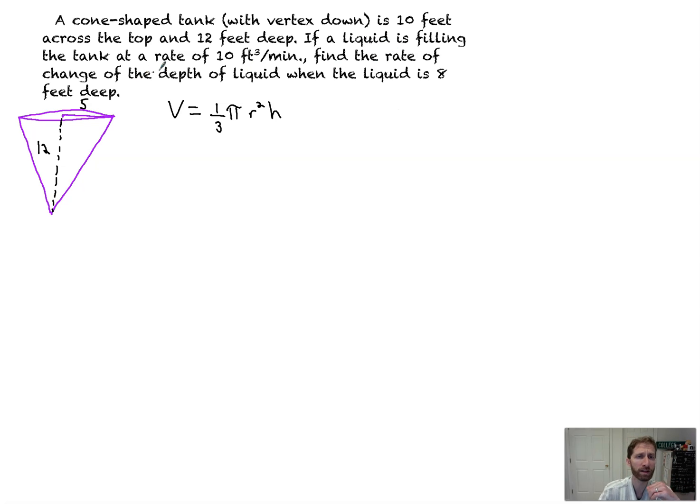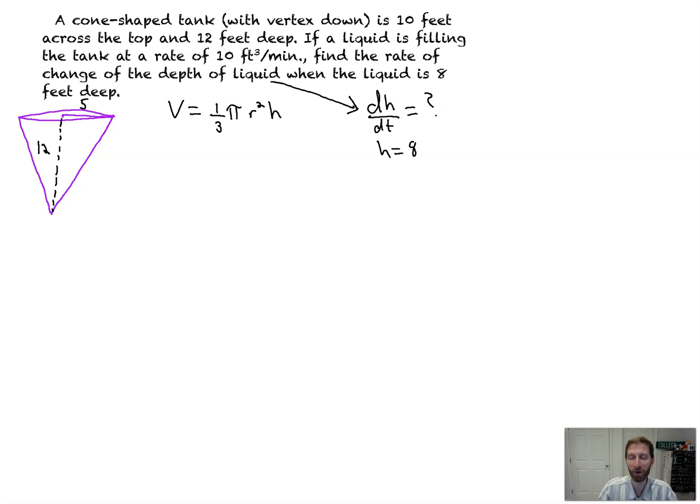If a liquid is filling the tank at a rate of 10 cubic feet per minute, find the rate of change of the depth of the liquid. So it is important to note that we're looking for dh/dt. And when the liquid is 8 feet deep, when h is 8. Meaning there's no information here about finding the radius whatsoever, which tells me I should solve for the radius in terms of the height. Get rid of r completely. That's why it makes sense to do that.